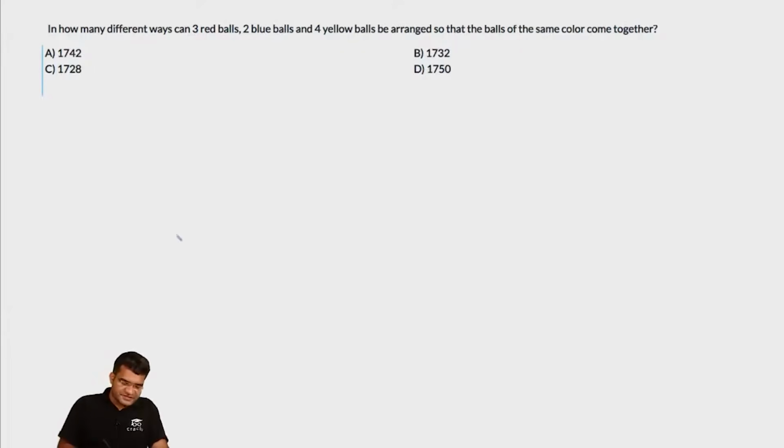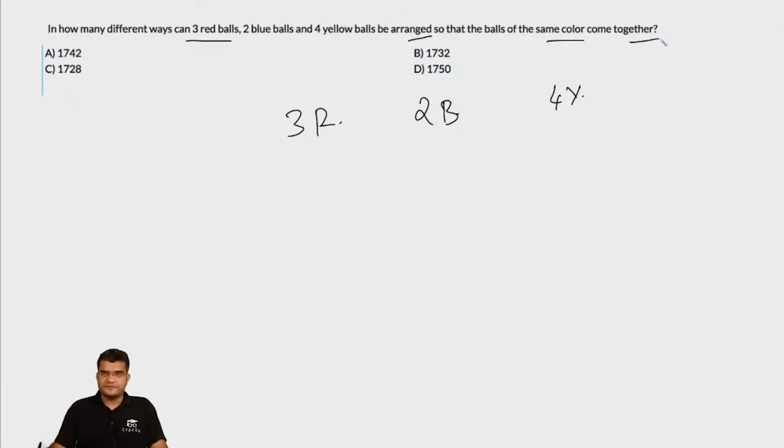So in this question we are asked to find out in how many different ways can 3 red balls, 2 blue balls and 4 yellow balls be arranged such that all the balls of the same color come together. Now let us first try to understand in how many ways can we arrange the 3 colors.